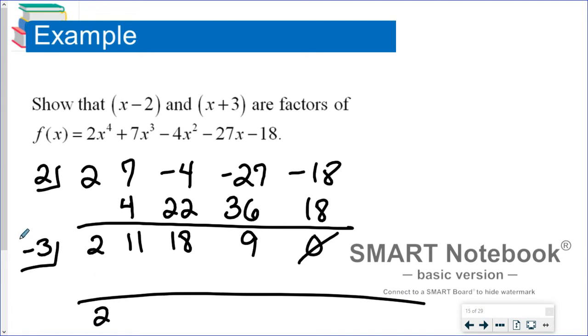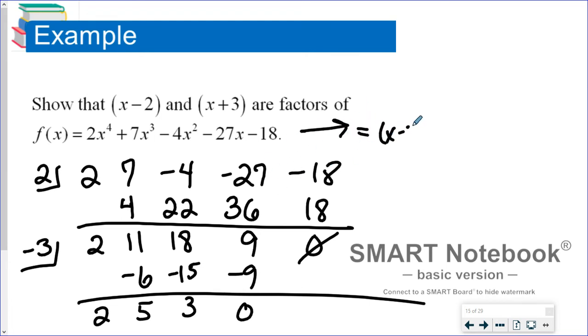So I can bring this 2 down. We will get negative 6. We add, we multiply, we add, we multiply, we add. Boom. All right, so since this is a 0, we know that this is a factor. Now, if we wanted to get really in depth here, they didn't ask us to do this, but this thing can now be factored to x minus 2, x plus 3, and this would be 2x squared plus 5x plus 3, right? So this is now factored out this way, right?